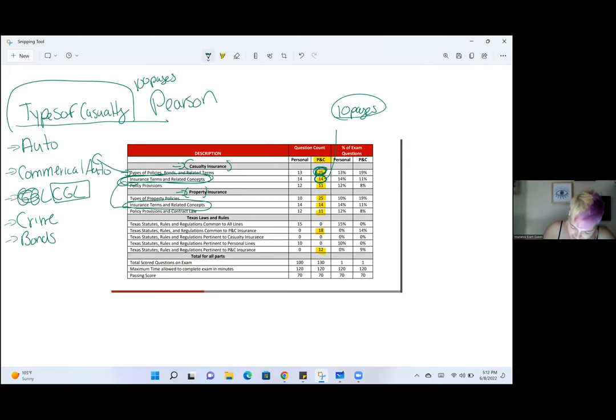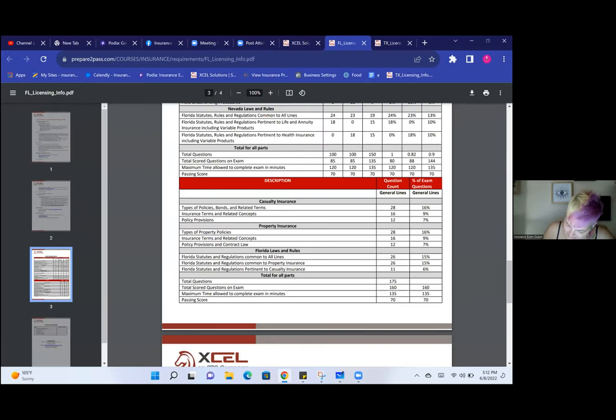Okay, do you see how it says total questions scored on the exam? Texas doesn't have it, but Florida does. When it says total questions 175 and scored 160, that means there are 15 practice questions that are not going to count against you. You have to answer all 175 and treat all 175 as a state exam question, but 15 of them will not count for or against you. And so you only need 70% of 160. You don't need to know it all.